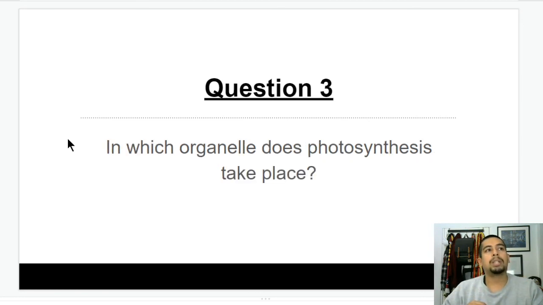Right? And third question, in which organelle does photosynthesis take place? You guys should already know that we're talking about the chloroplast here. In particular, what are the structures inside the chloroplast? That's not what I asked you, but that might be what I want to ask you in an exam. We're thinking of thylakoids, okay? And we have the molecule chlorophyll, which takes in the sunlight and stores it so that it can be used in the set of reactions, okay?